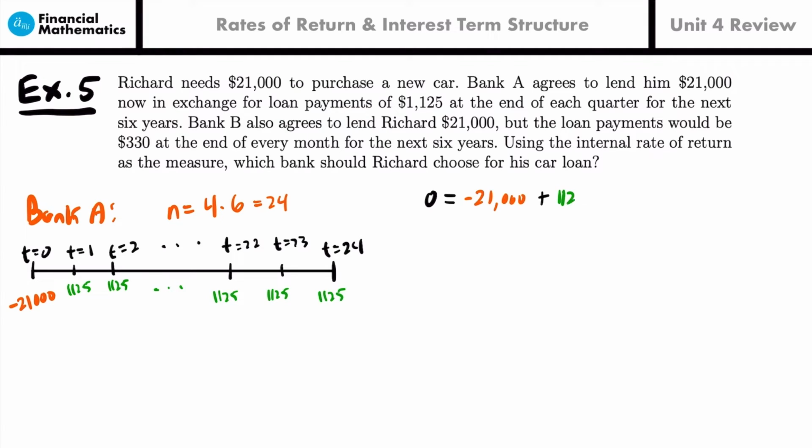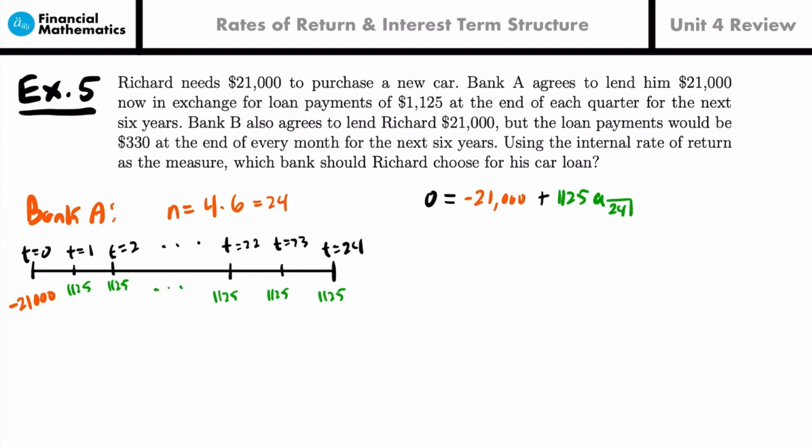We'd have 1125 times A, 24 bracket, the interest rate, which would that be our internal rate of return? Well, it's a form of the internal rate of return, but it's going to be a quarterly rate, because these payments are being made quarterly and our number of periods is measured in quarters. So this interest rate that we would have to use for this calculation would be a quarterly effective interest rate.